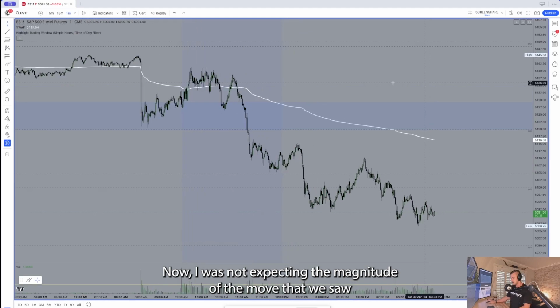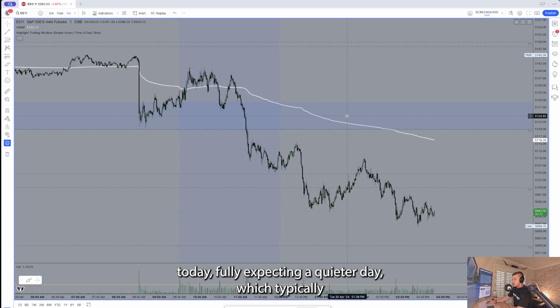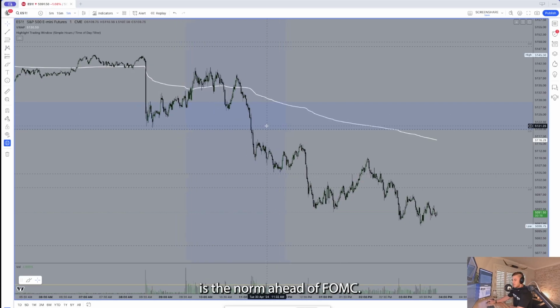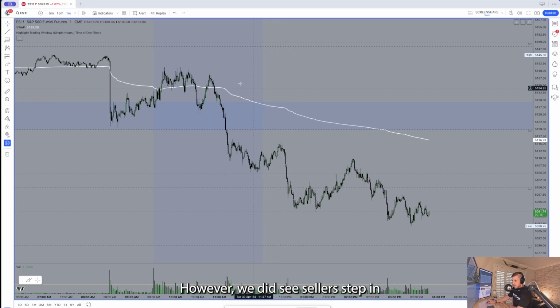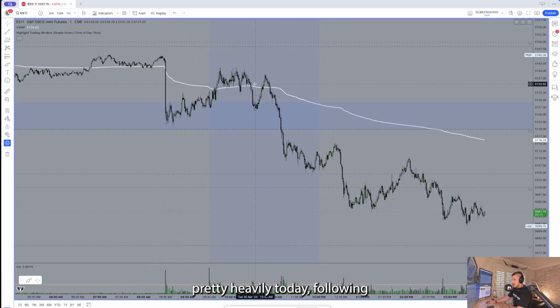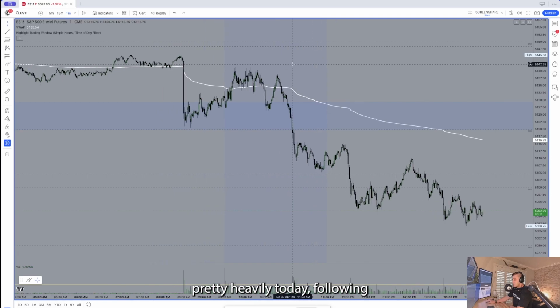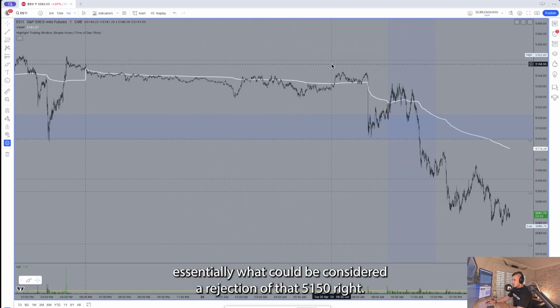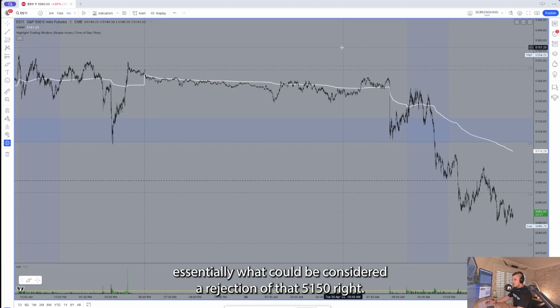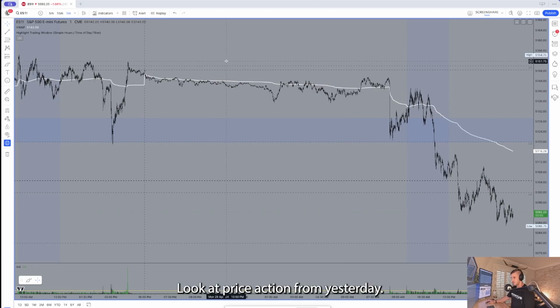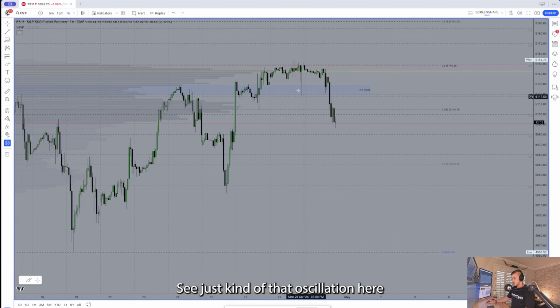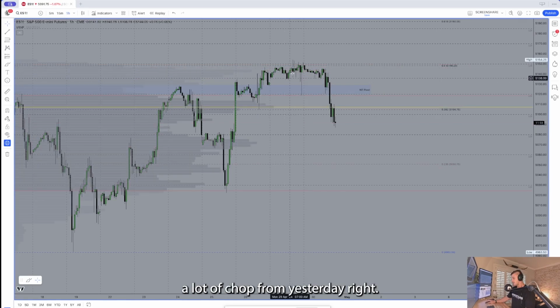Now, I was not expecting the magnitude of the move that we saw today, fully expecting a quieter day, which typically is the norm ahead of FOMC. However, we did see sellers step in pretty heavily today following essentially what could be considered a rejection of that 5150. Look at price action from yesterday. See that oscillation here. A lot of chop from yesterday, right? Tight range, tradable range, definitely.